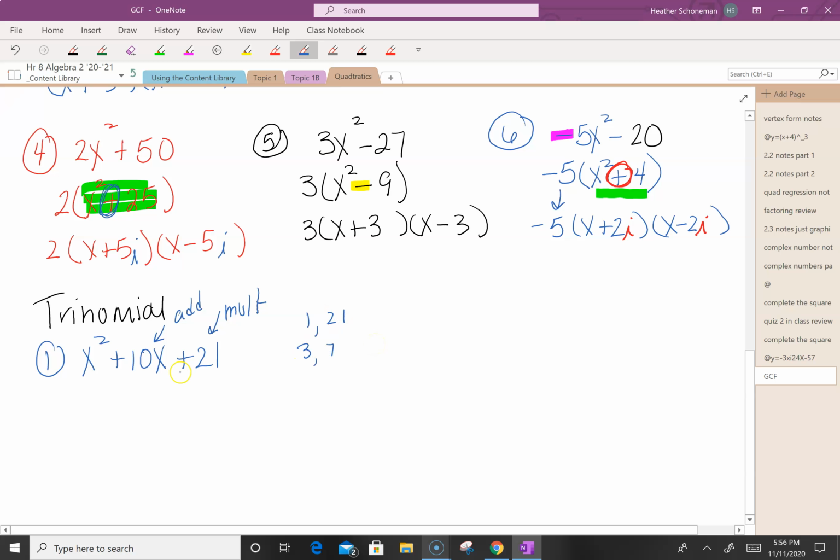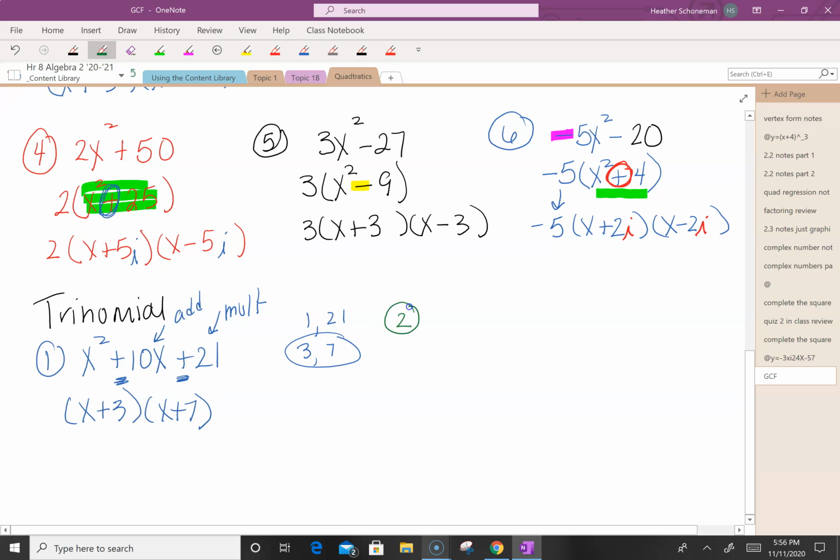I know that they have to be the same sign because it multiplies to a positive, and I know they have to both be positive because it adds to a positive. Well, 1 and 21 add to 22, so my option has to be 3 and 7. So this is going to factor to x plus 3, x plus 7.